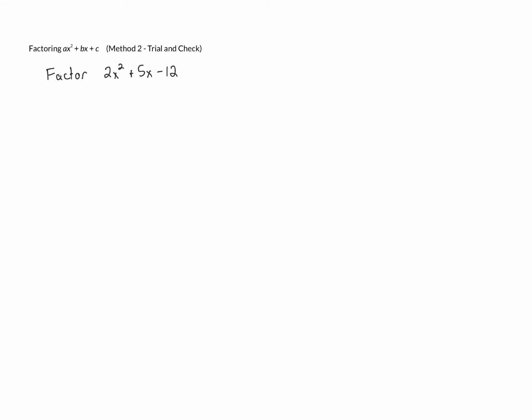Now we're going to take a look at the second method for factoring polynomials in the form ax squared plus bx plus c. Previously, we learned the AC method, but now we're going to look at trial and check, which is very similar to the unfoiling method that we learned earlier. Now, when we were factoring trinomials like this, we saw that generally the factorization is going to be two binomials.